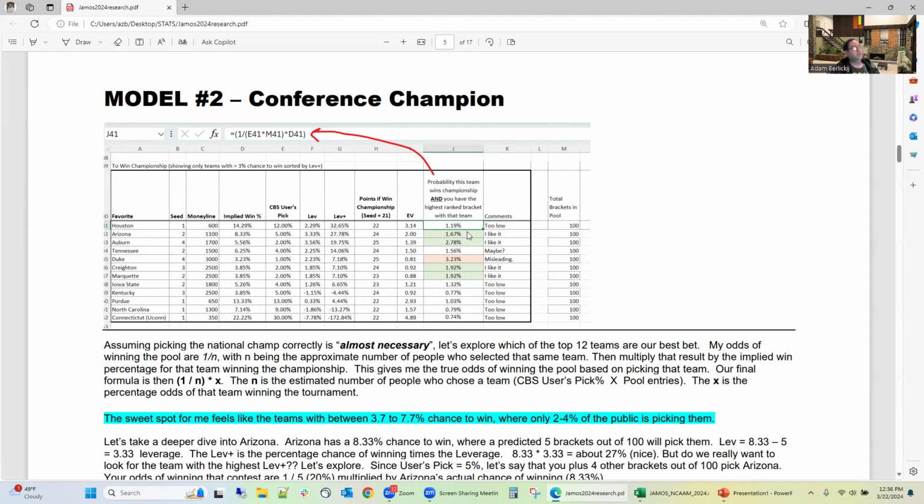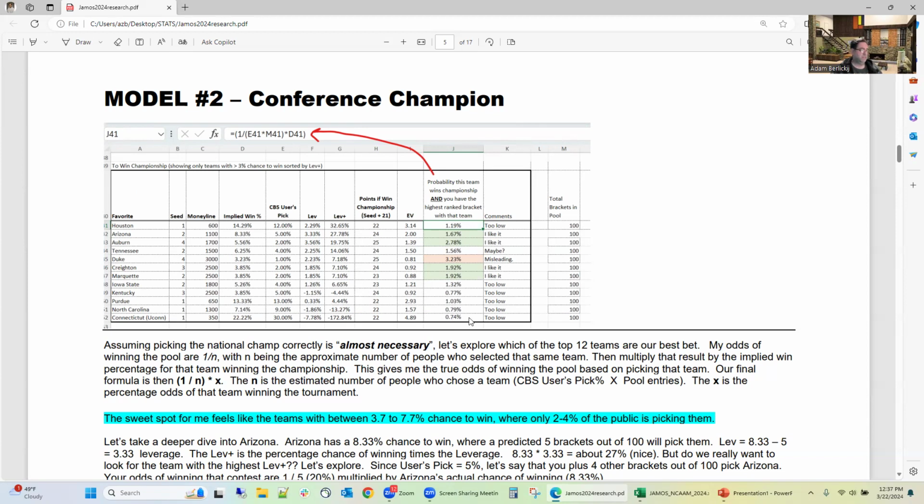I added a column here because, since that's a lot of points, what really matters is the probability that your team wins the championship and that you have the highest ranked bracket that has that team. So we saw about 31% of people are probably going to pick Connecticut, right? If exactly 30 out of 100 brackets pick it, each of those brackets has a 0.74 chance of winning the tournament.